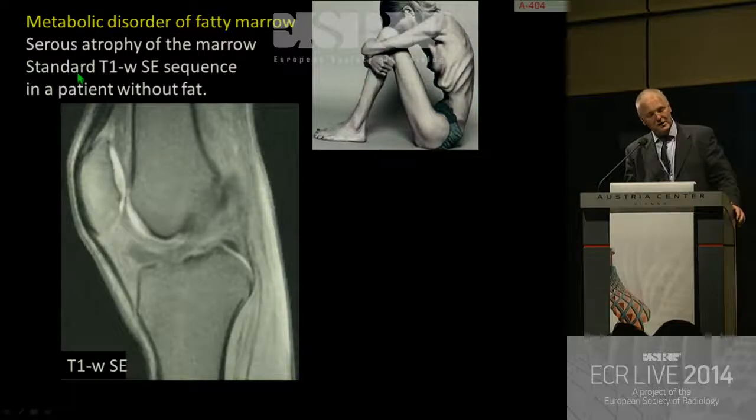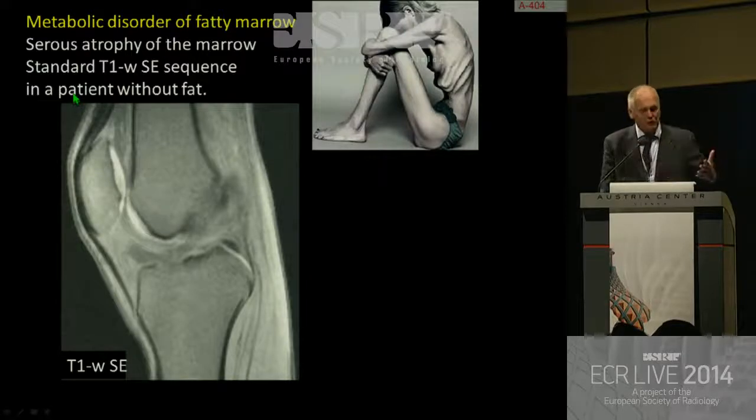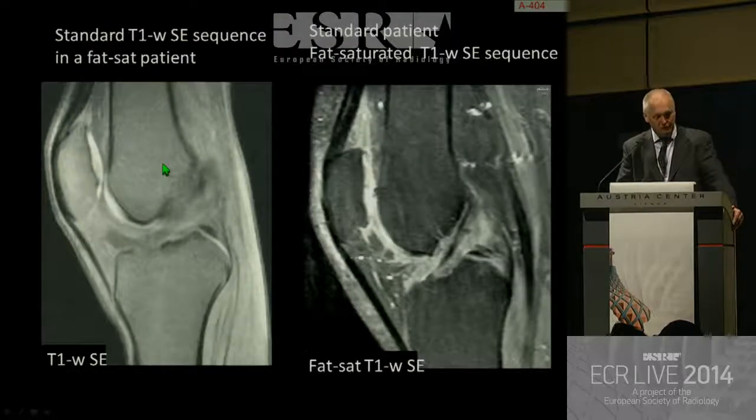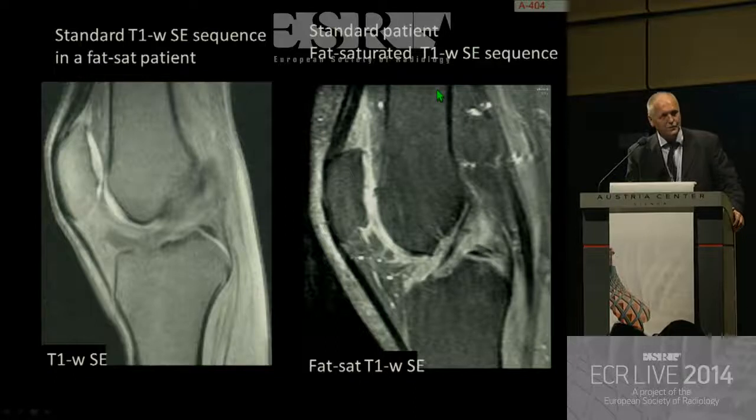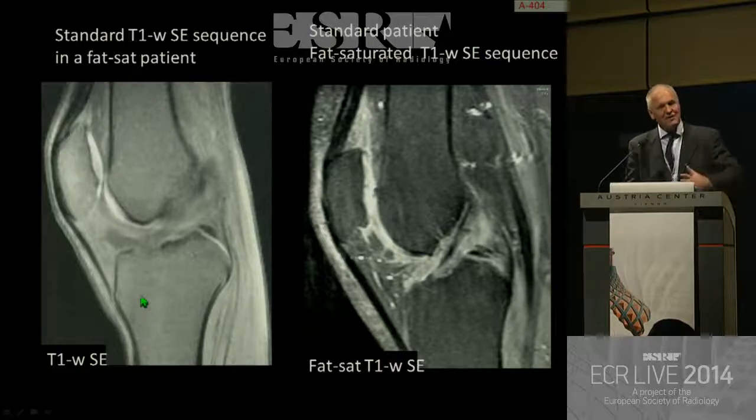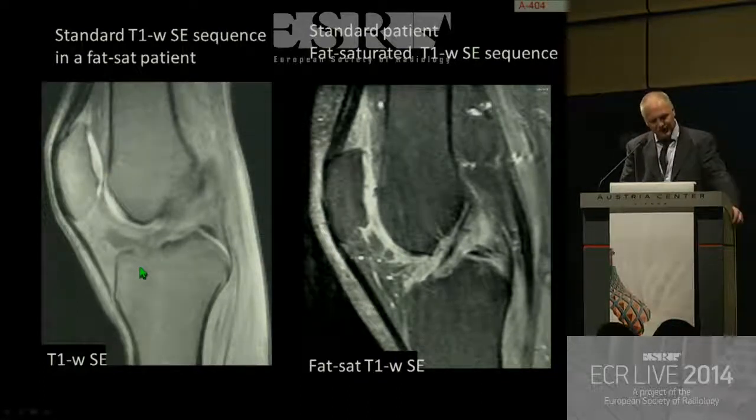Now, this is a condition which is called serous atrophy of the bone marrow, which involves the yellow marrow, the fatty marrow. In patients with anorexia nervosa or any sort of cachexia like cancer or hyperthyroidism, you will see this picture. This is a standard T1 weighted image in a patient without fat. And this is a patient with fat, but it's a fat-saturated T1 weighted image. And you can see that the gradient of the signal intensity is rather similar. So this is serous atrophy in some patient. It predominates in the axial skeleton. It gives a bizarre image in the spine.